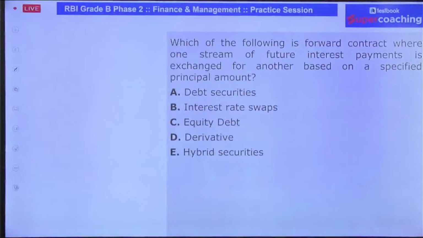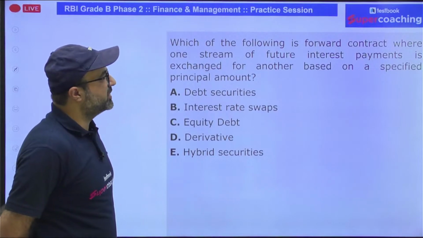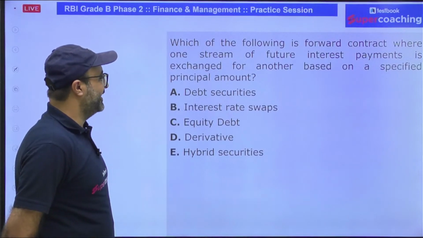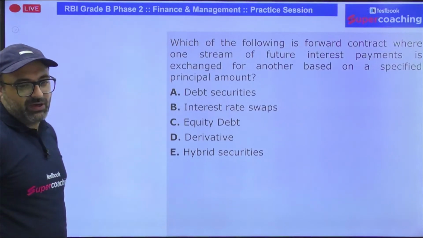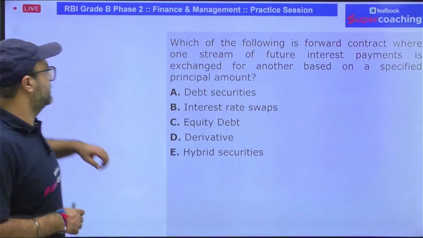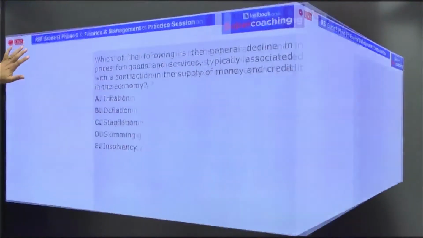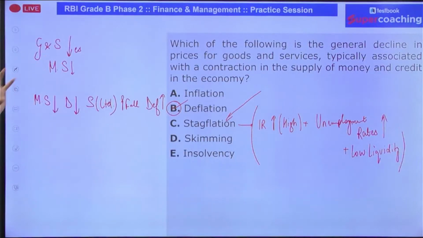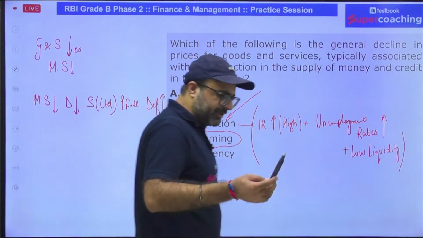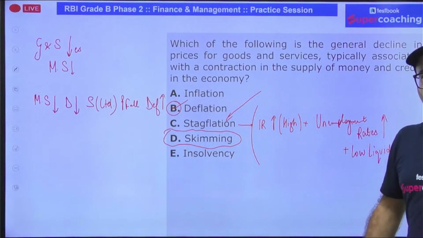The next point says, which of the following is a forward contract where one stream of future interest payments is exchanged for another based on a specified principal amount? It's a good question. So out of the following, what is skimming? Okay, I'm sorry, I have not discussed it. I hope you know the other terms. Inflation is clear, stagflation is clear, insolvency is clear. Now the question is, what is skimming? The term skimming has nothing to do with inflation or deflation. It's a term related to cyber security.